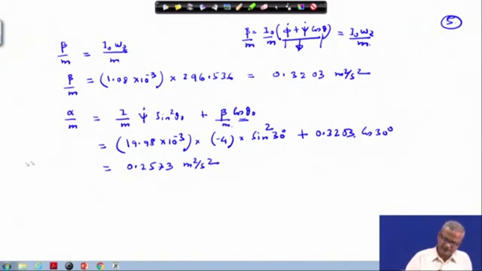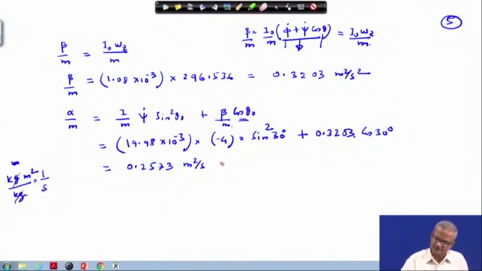Let me check the dimension here. I is kg times meter square and m is kg and psi dot has the dimension of 1 by time. So kg cancels out and we get meter square per second. This also we check. I is kg meter square, omega z is 1 by second, and there is kg. So kg cancels out, meter square per second. So this also we have to remove.